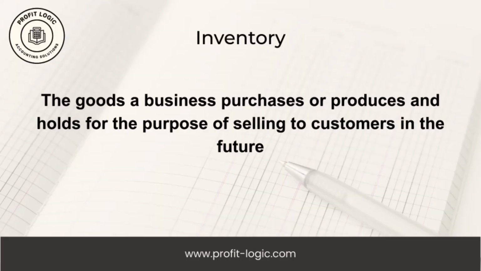Not yet. Do we still own them? Yes, we do. And are they going to be turned into cash later? Yes, they will. So what do we call things that we buy now in order to sell later? That's right, we call them inventory.